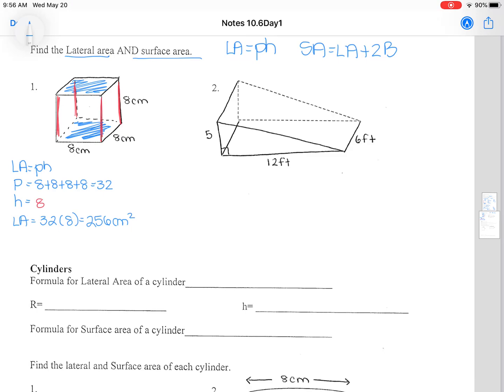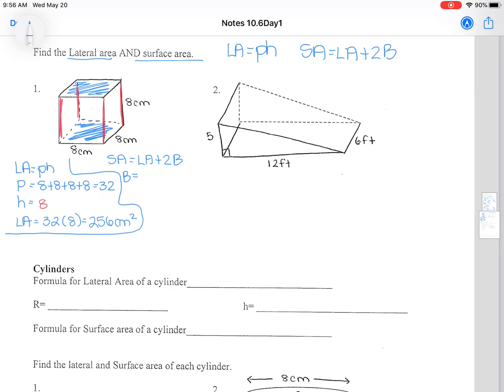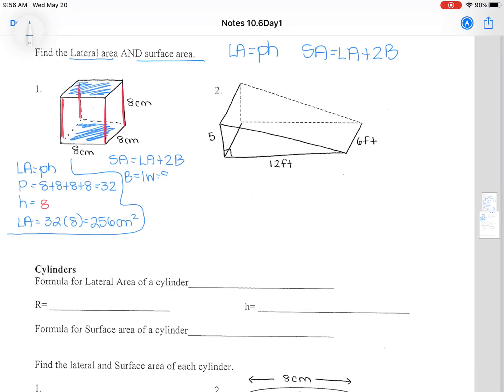All right, for surface area, we have a new value that we have to find. So let's see here. So surface area is our lateral area plus 2 times uppercase B. Uppercase B is the area of the base. Well, it's a square. So area of a square is length times width, which is 8 times 8, which is 64. So for surface area, we're going to take our lateral area, 256, and we're going to add 2 times 64 to it.